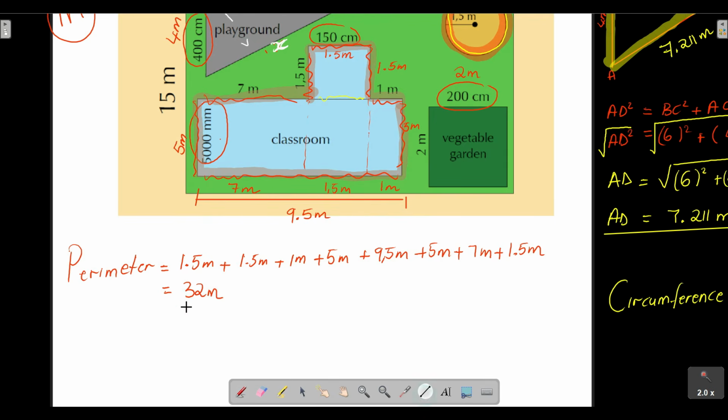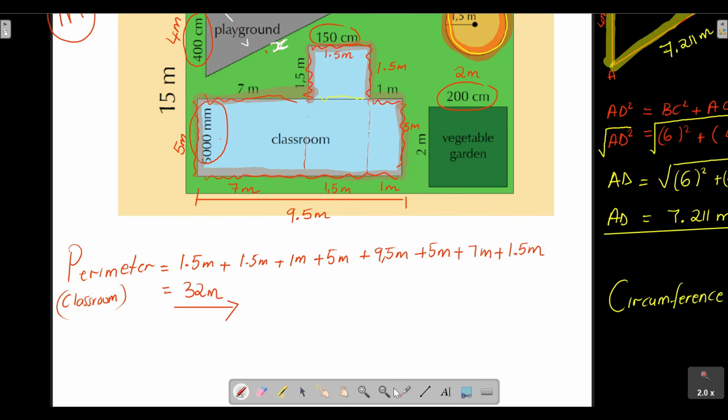Okay, so the perimeter of this classroom, if you had to walk around this classroom, you would walk 32 meters around this classroom. Okay, very important, guys. Very, very important. So we've calculated the perimeter of this classroom.